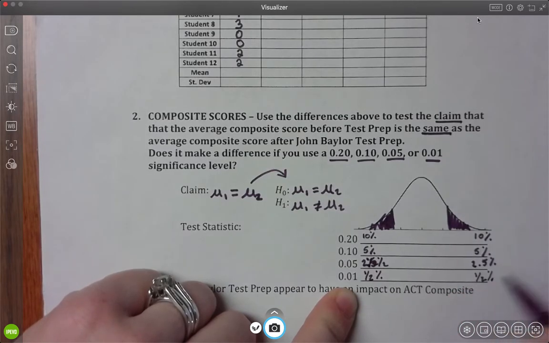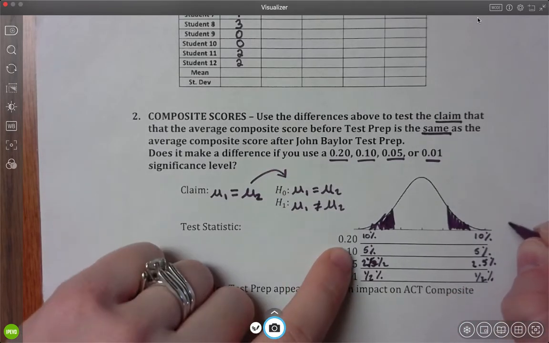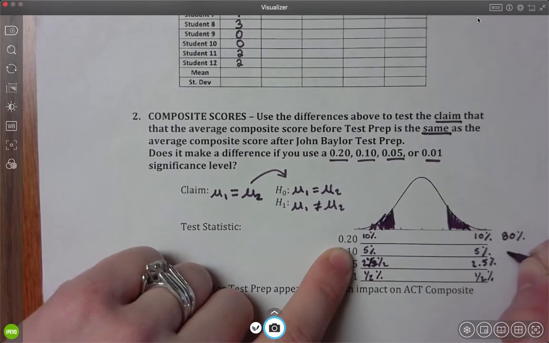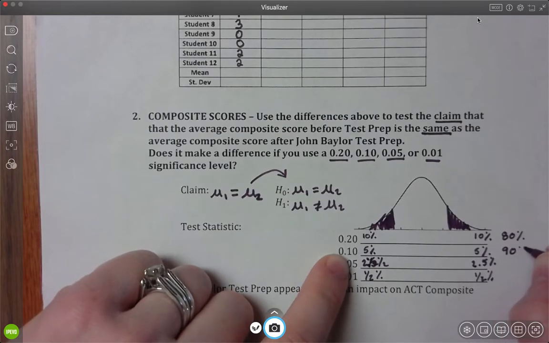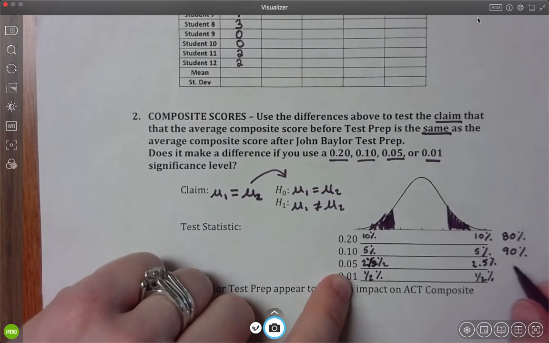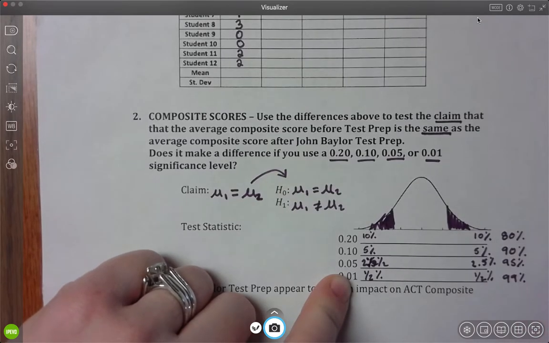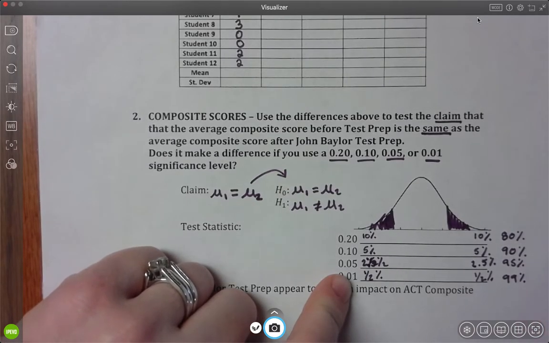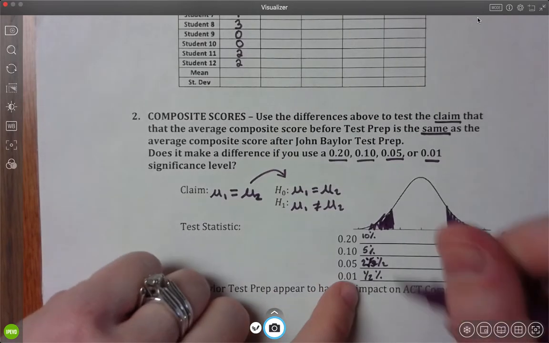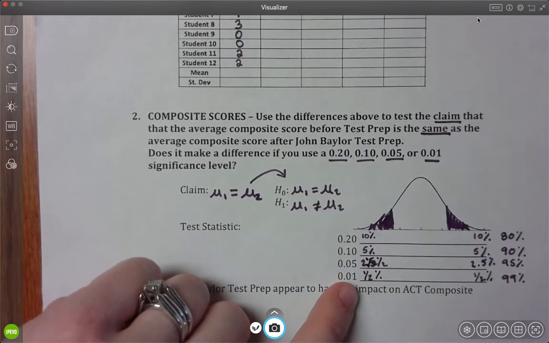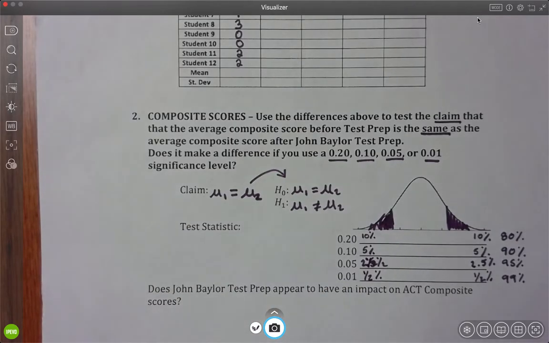So really, this 10%, 10%, is going to be an 80% confidence interval. The 90% confidence interval is the middle. This is 95, and this is 99%. So when we look up on our table, we can see what those critical numbers are. Before we do our test statistic, let's look up those numbers in the table so we have all of those. You have to decide whether we want Z or T.